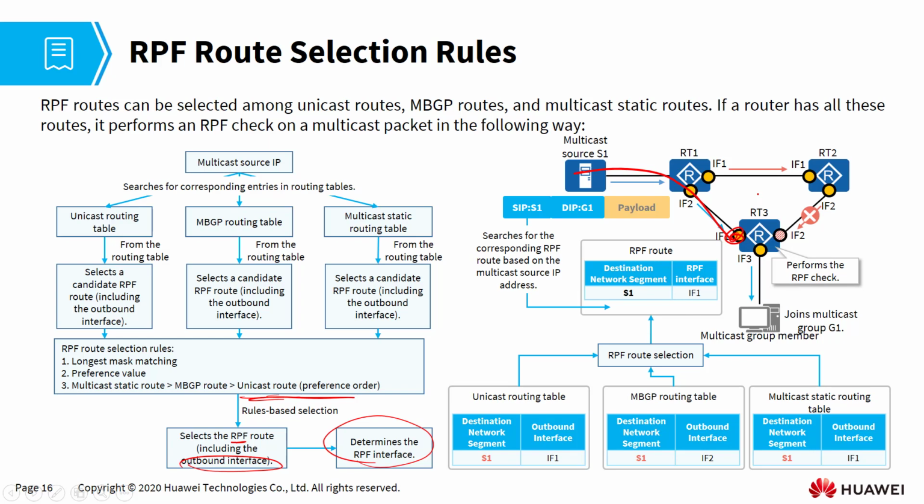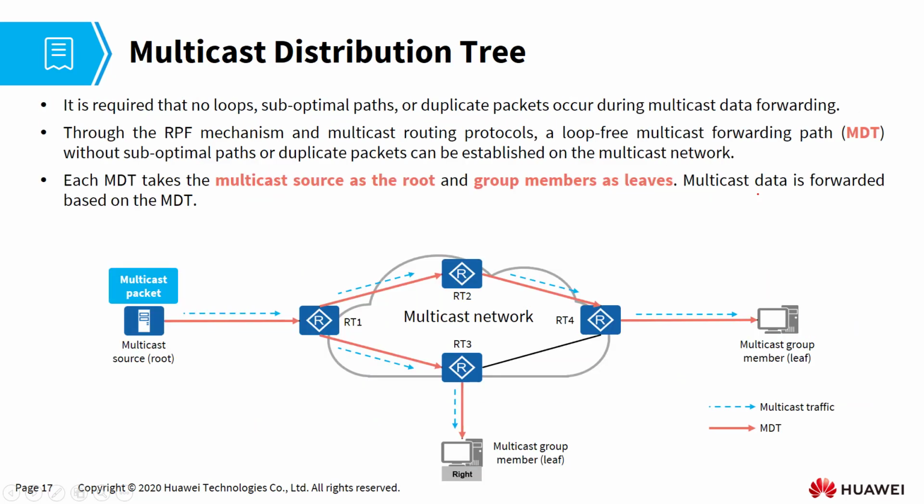We also talked about the multicast distribution tree, which we said is really the forwarding path of multicast traffic. It is required that no loops, no suboptimal paths, and no duplicate packets occur during multicast data forwarding. Through the reverse path forwarding mechanism and multicast routing protocols, a loop-free multicast forwarding path, also called the multicast distribution tree, without suboptimal paths or duplicate packets can be established on the multicast network.